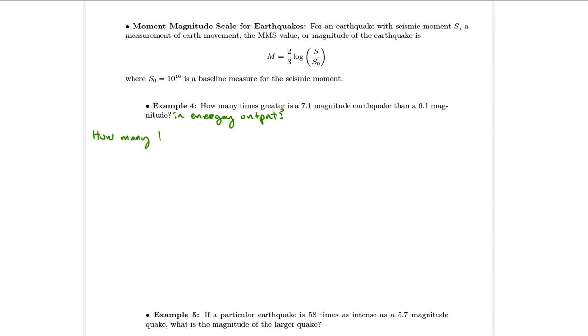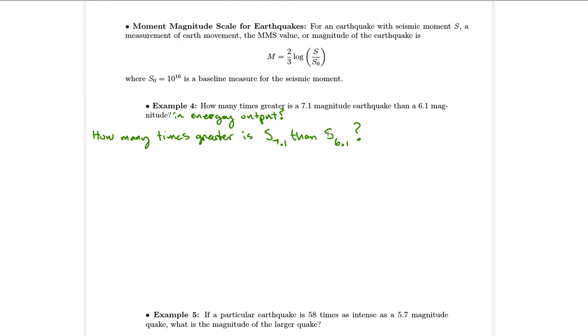So what we're going to look at is really how many times greater is, I'm going to do this, S, and I'm going to put a little 7.1 next to it, than S with a little 6.1 next to it. Okay, so the seismic moment for a 7.1 magnitude earthquake versus the seismic moment for a 6.1 magnitude earthquake.